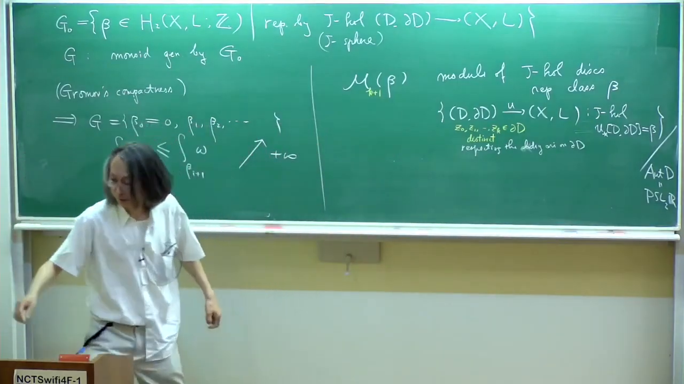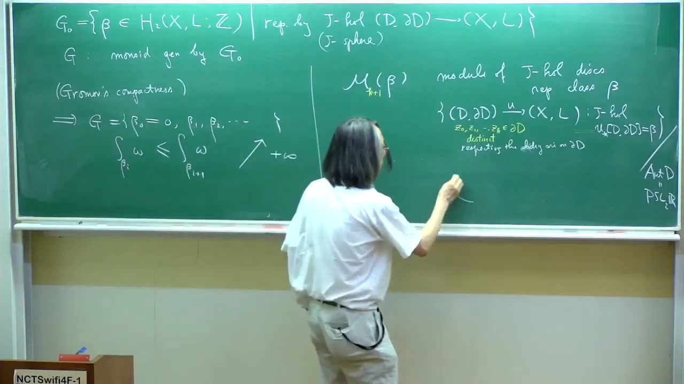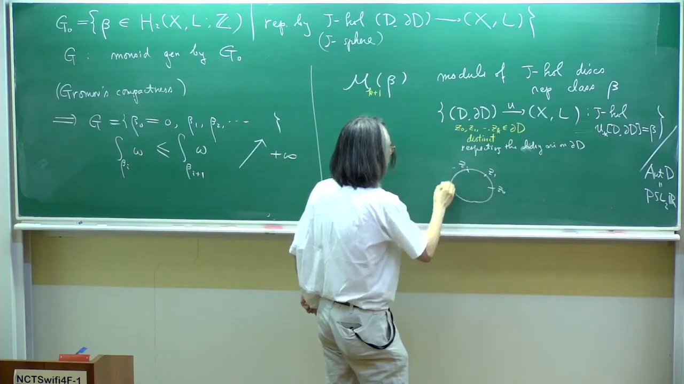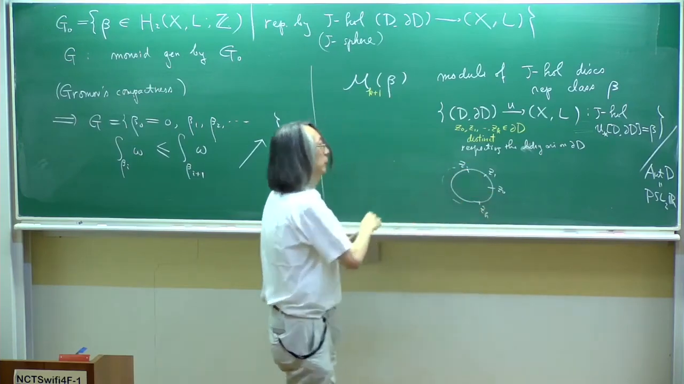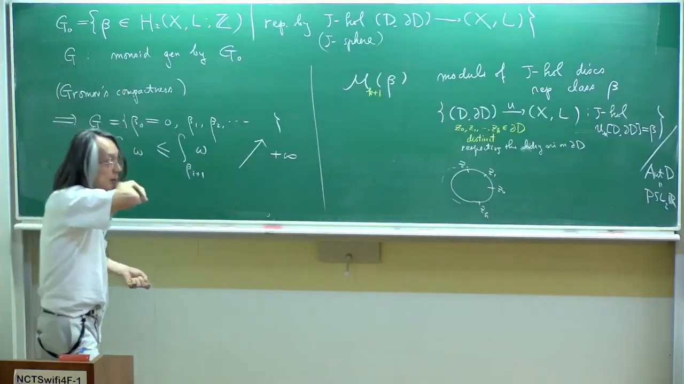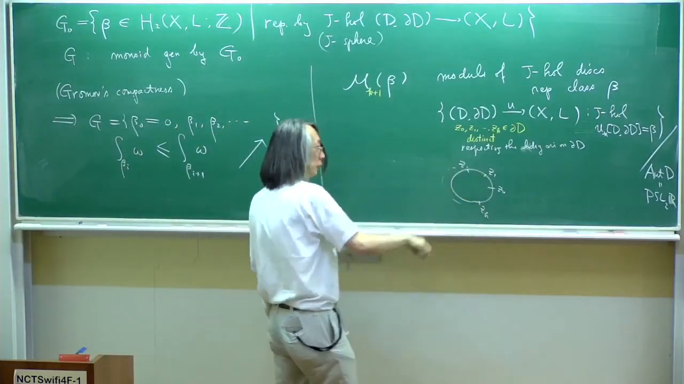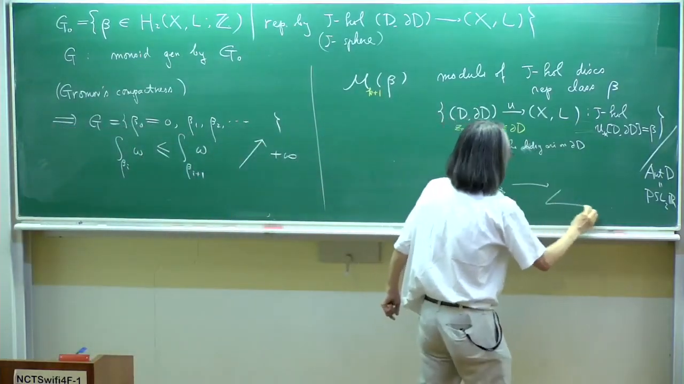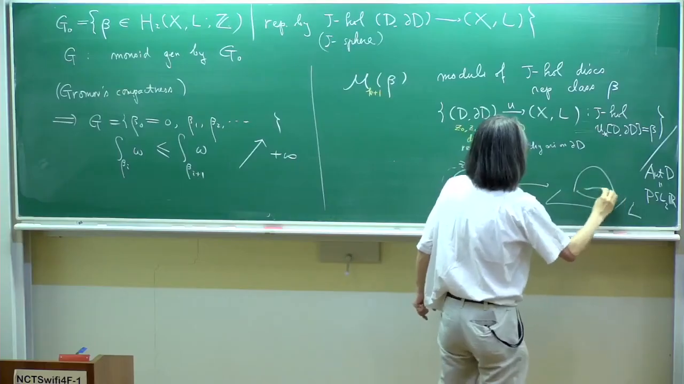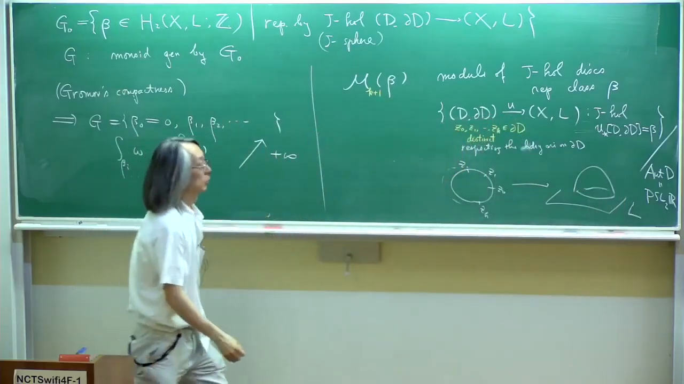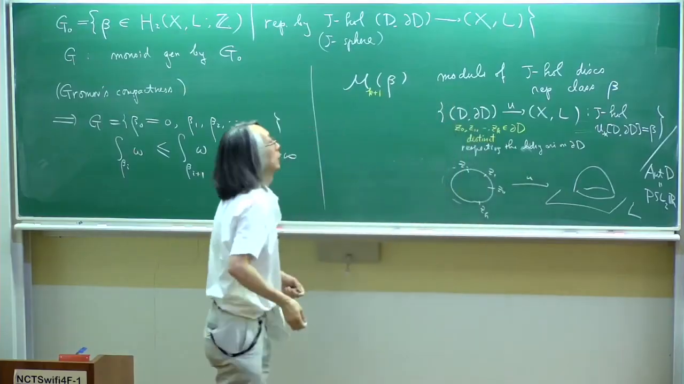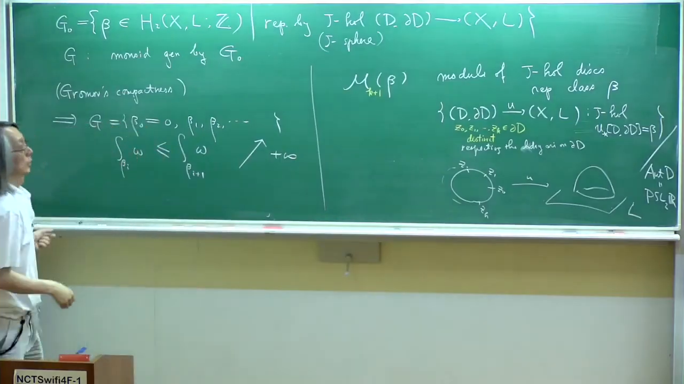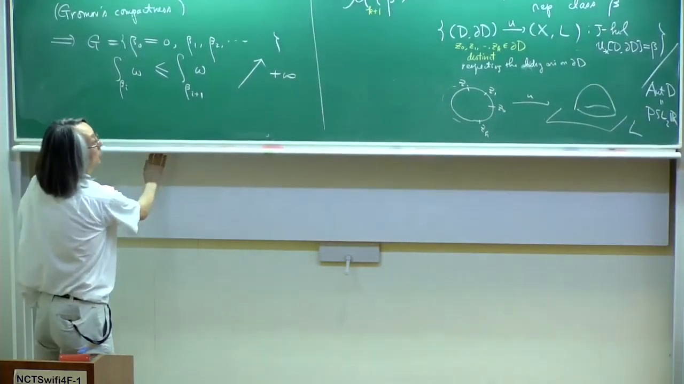So basically, I have some disk here, and then I have Z0 here, and then Z1 is here, and Z2 is here, Zk is somewhere. And Z0, Z1, Zk can move, but it has to respect this cyclic order. And then I have a map to this. And this is the homology class map. And then mod out by this. So this is a moduli of J-holomorphic disks representing class beta.